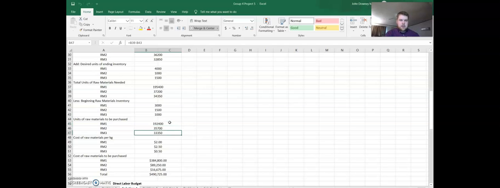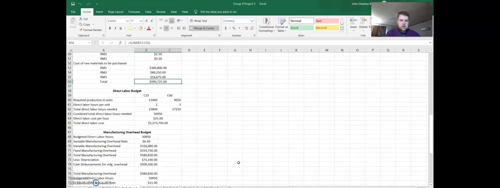And so to figure out how much that's going to cost, we simply multiply the cost of raw materials per kilogram by the units of raw materials to be purchased to give us our total dollar amount for each raw material that we have to buy. And then when you add all of those together, that gives you a final cost of raw materials of $490,725.